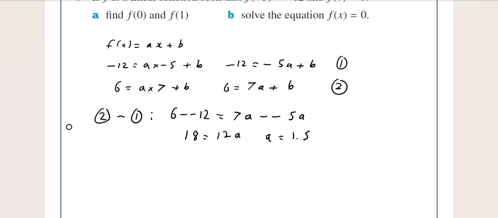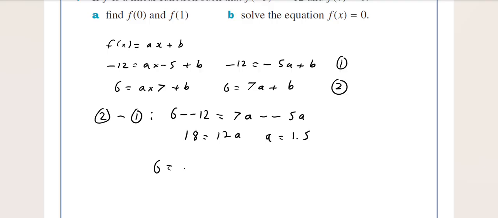Once we've got the value of a, we can do exactly like we were doing before, take that value and put it into one of our equations. I think this one's a little bit easier. There's no negatives to it, so that makes life a bit easier. So I'm going to take that equation, replace the a in it with my 1.5 in order to figure out what b would have to be.